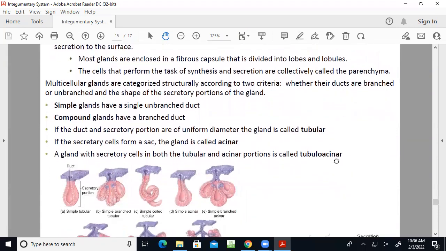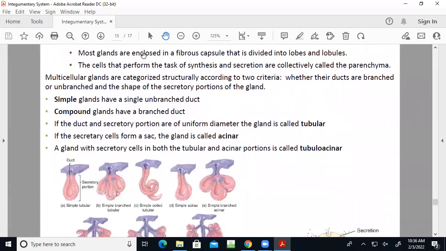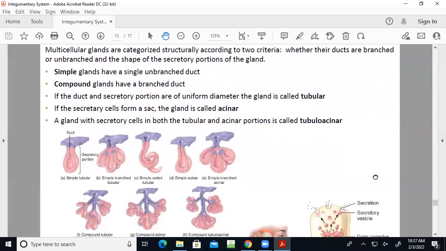Now, most of our exocrine glands are enclosed in a fibrous capsule that divides it up into lobes and lobules, just smaller subunits. Cells that perform the task of synthesizing and secreting are collectively called the parenchyma of the organ. These are terms I don't refer to a whole lot in this class. There are a couple of different ways to categorize our various exocrine glands. We're going to look at the way that we structurally classify them here.